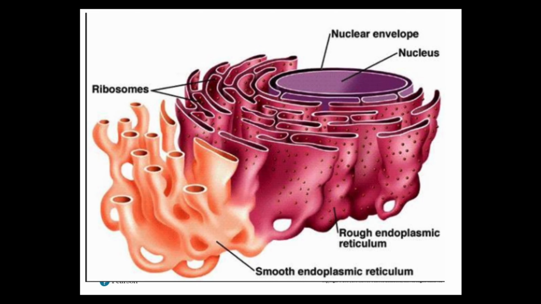This figure shows the two types of endoplasmic reticulum. Rough endoplasmic reticulum is called rough because it's studded with ribosomes, and the smooth looks like a system of interconnecting pipes. And notice the rough endoplasmic reticulum is continuous with the outer nuclear envelope.